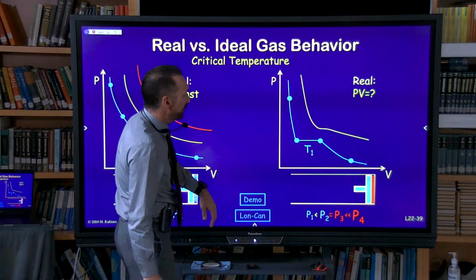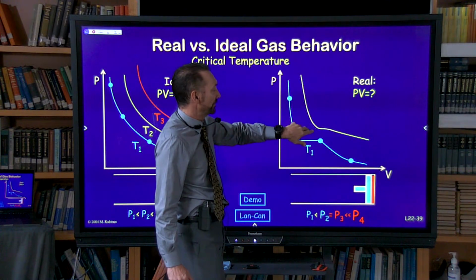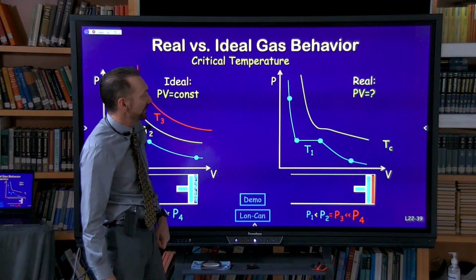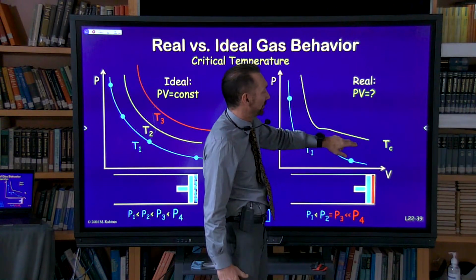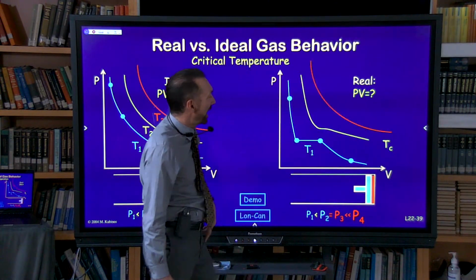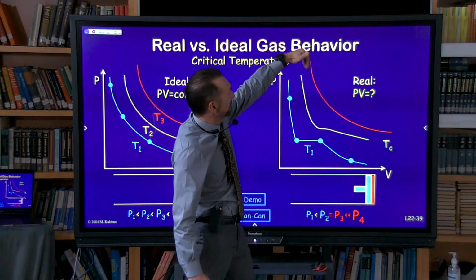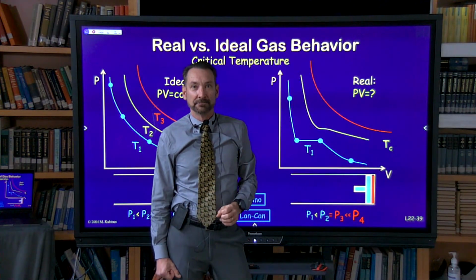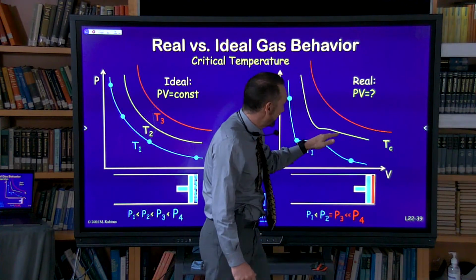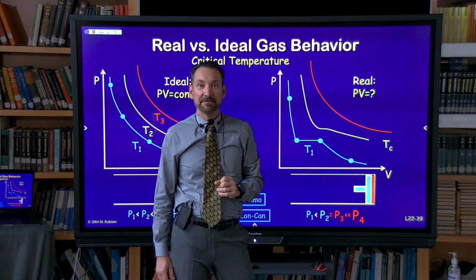What about over here? If you increase the temperature, so here's a T1 isotherm here. This I've labeled TC, the critical temperature. I'm going to go higher than that, and when I go above the critical temperature, look what happens. The gas behaves ideally again. So there is a temperature. If you get high enough, the gas behaves ideally.